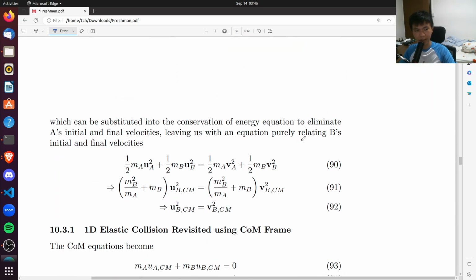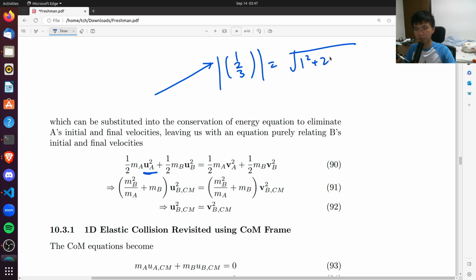But now the kinetic energy, which is just UA squared. So this UA squared over here just means the length of the vector. If the vector has components, let's say 1, 2, 3, then the length of the vector would be the square root of 1 squared plus 2 squared plus 3 squared. So this is what we mean by UA squared. UA squared means the length squared, which is 1 squared plus 2 squared plus 3 squared.